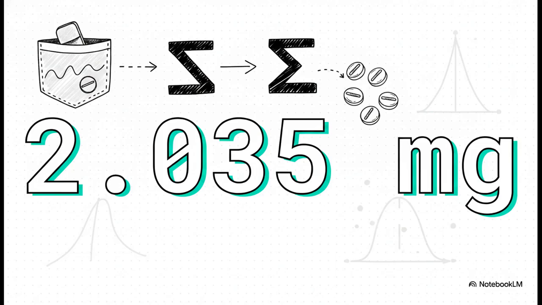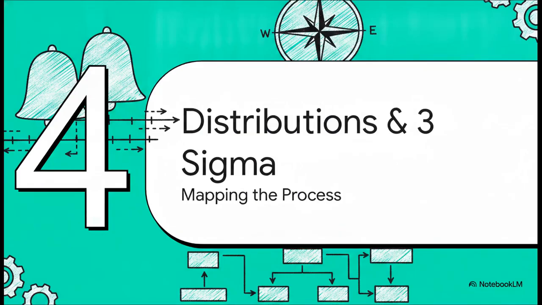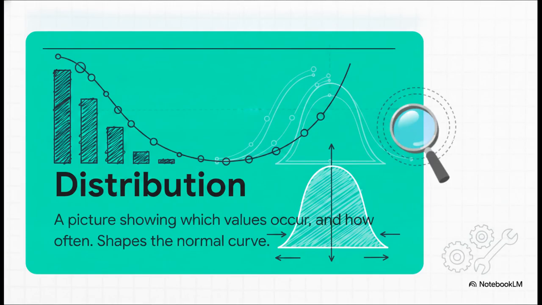Now, do me a favor and keep that concept in your back pocket, because this standard deviation is exactly what we mean when we talk about sigma. Which brings us to Section 4, Distributions and 3 sigma. It's time to map the process. Now that we have our center and our spread, we can finally map our process out visually.